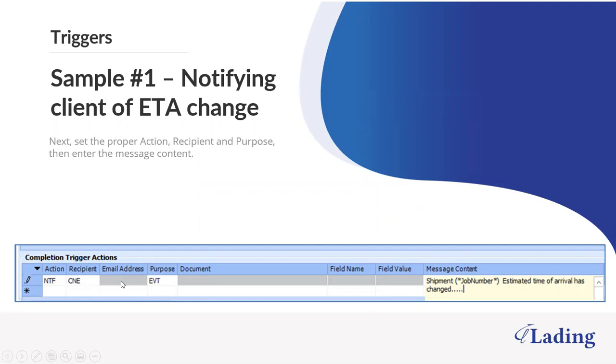Notice there's no email address here. Remember we talked about the org? We want to make sure that our orgs are set up correctly or this will not work. Because I'm going to automatically send a notification to the consignee that says shipment number, blah, estimated time of arrival has changed. You can actually put another field in there that says to, and then it'll populate the new date.